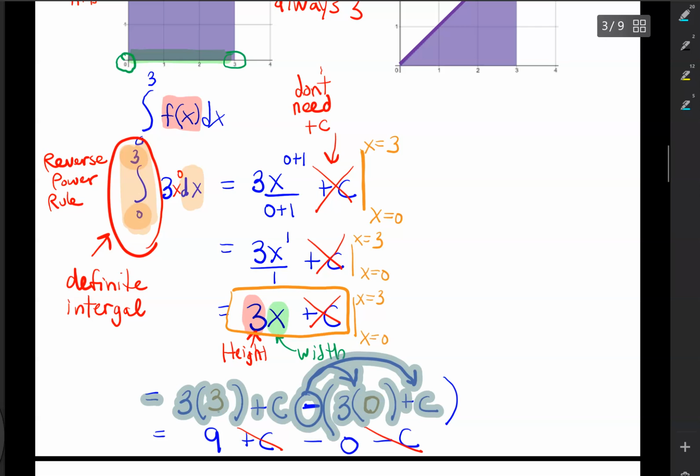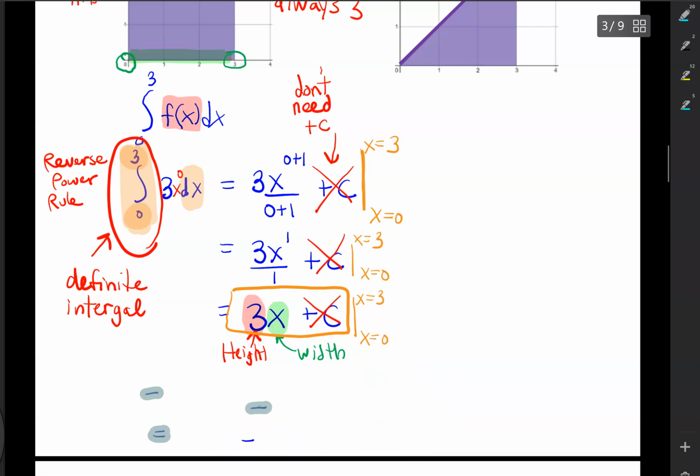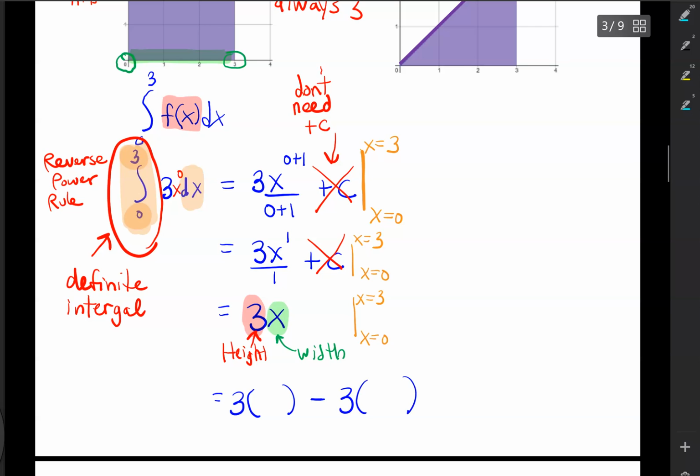So if I don't have the plus c, look how much nicer it is. If I don't have that plus c, then I'm just going to have a 3x. So I'm going to have a 3x minus a 3x, and one time the x is a 3 and one time the x is a 0, which is way nicer. So I get 9 minus 0, which was 9, and that's what the area is supposed to be, right? That's the area under the curve. This is the shaded area.